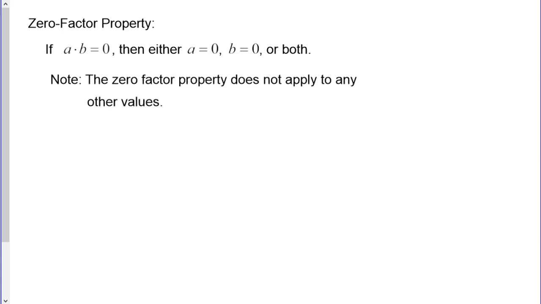Now, before we get started, let's talk about what's called the zero factor property. The zero factor property is what allows us to solve quadratic equations by factoring. The property is that if a times b is equal to 0, then either a equals 0, b equals 0, or both. So it's a pretty straightforward concept. If you know that two numbers multiply together, product is 0, you know that one of those numbers had to be 0. Now, the thing you have to make sure you understand is that it does not apply to any other values.